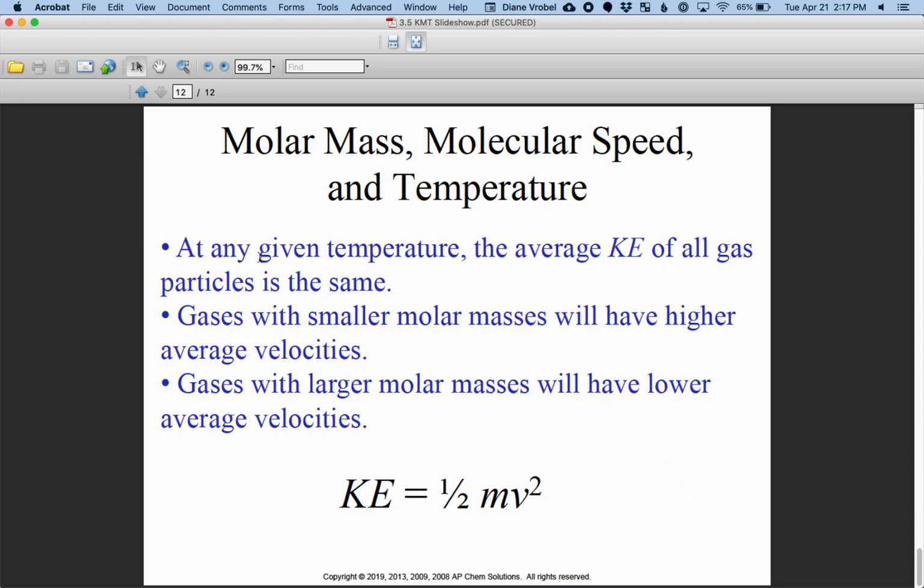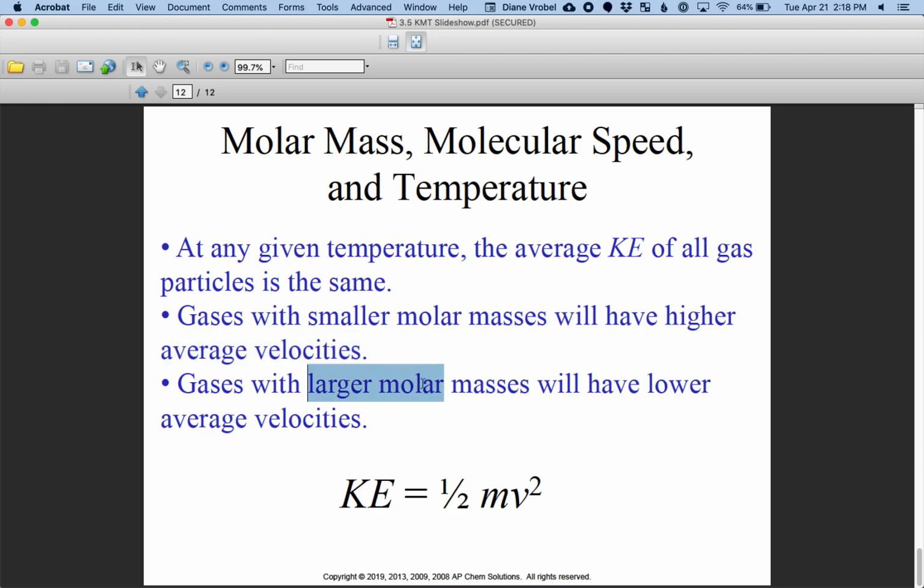Now, for a given temperature, the average kinetic energy should be the same. So in order for the ideal gas law to work, it doesn't matter what the identity of the gas is. It does matter what the specific temperature is. We could argue, though, that gases with smaller molar masses are going to have a higher average velocity. So the center of their curve is going to be higher because they are a smaller mass.